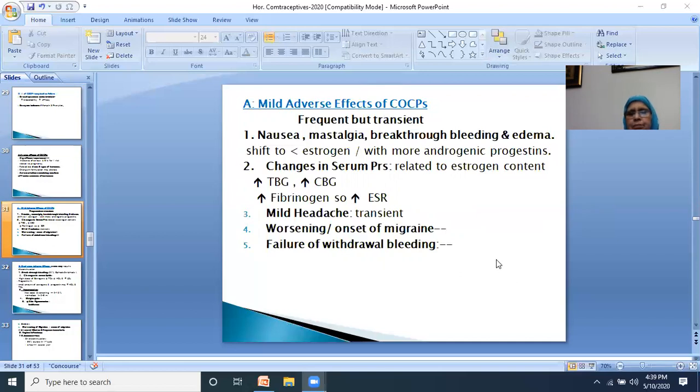Then there are changes in serum proteins which are related to estrogen content: increased TBG, increased CBG, and increased fibrinogen, which increases the ESR. Raised levels of these globulins can interfere with hormonal estimations. Mild headache, which may be transient, is no need to worry about, but if there is worsening or onset of migraine, then we must discontinue the drug. Then there may be failure of withdrawal bleeding; either change the preparation or change the method.